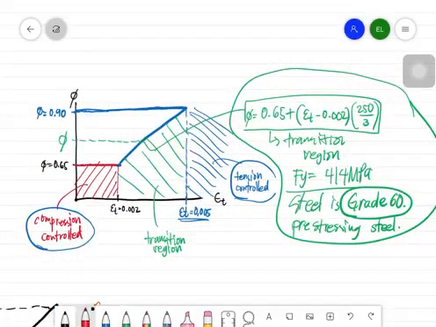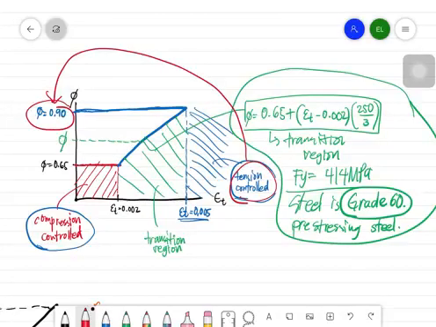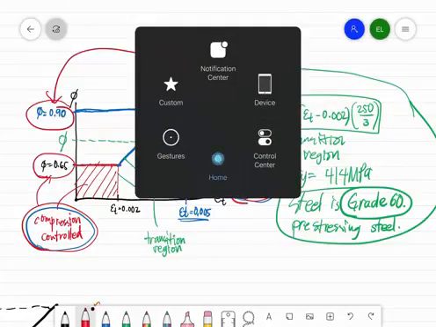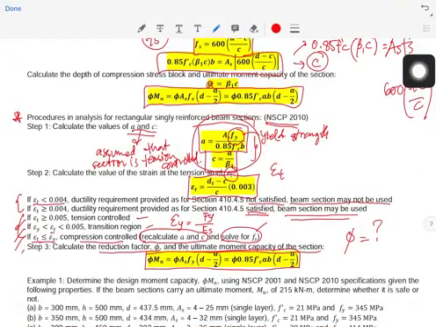Again, we don't have any problem with tension control because that would automatically be equal to 0.9, and for compression control that would automatically be equal to 0.65. We'll try to solve some problems for this one. Just always make sure that you solve strain Y as well, to make sure whether it is transition controlled, tension control, or compression control.